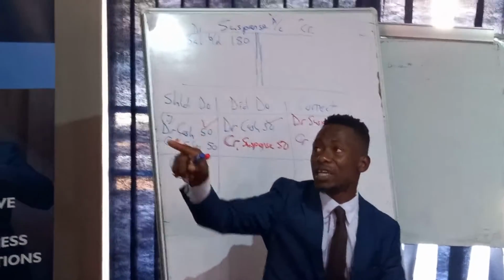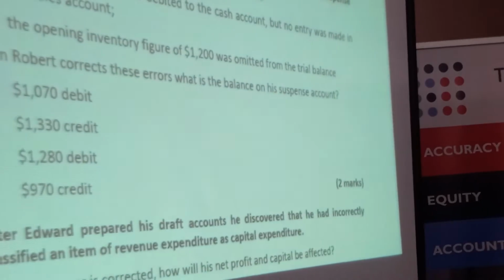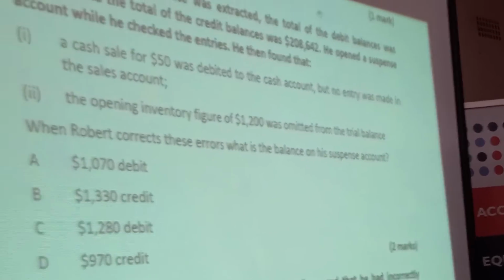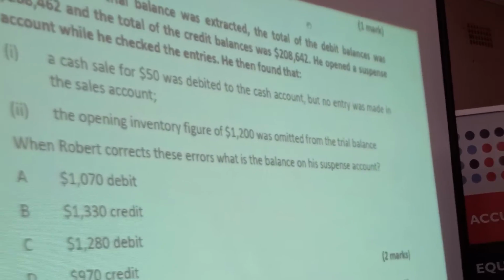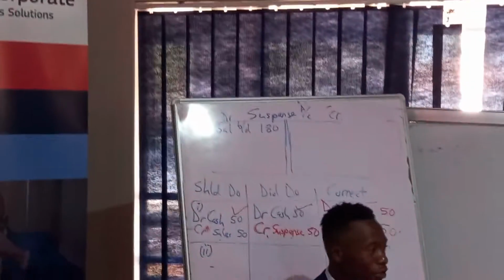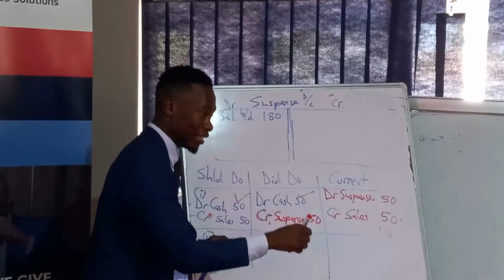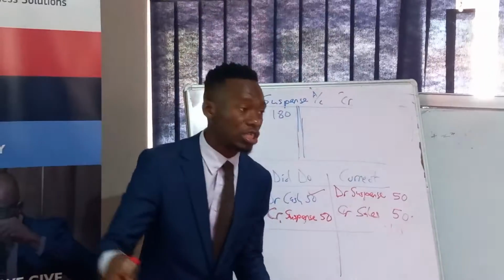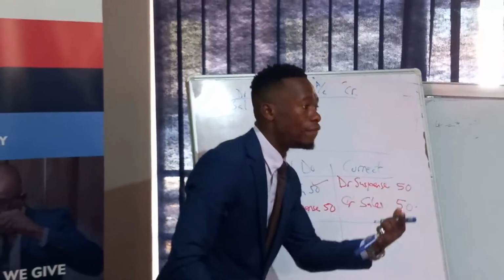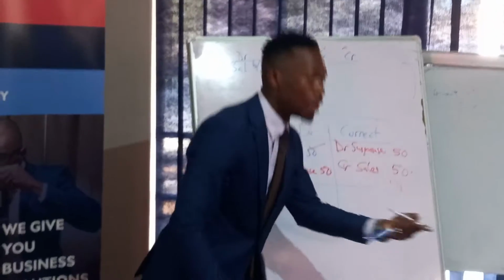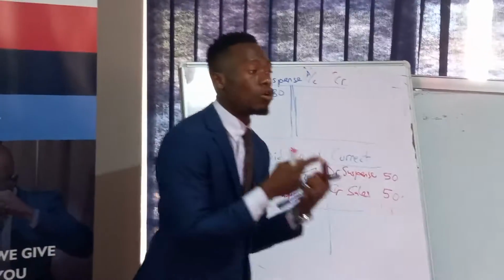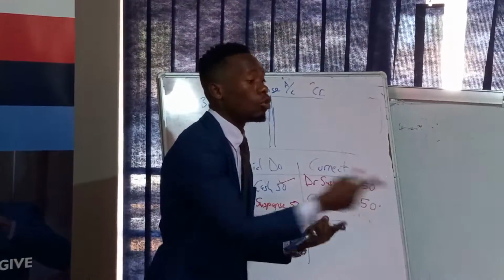But this question is saying it was omitted from the TB. What is trial balance? Trial balance is a list of debit and credit balances that are extracted from the ledger accounts, right? So guys, you ask yourself a question: when we have opening inventory on the debit side, in the trial balance, is it recorded on the debit or on the credit?